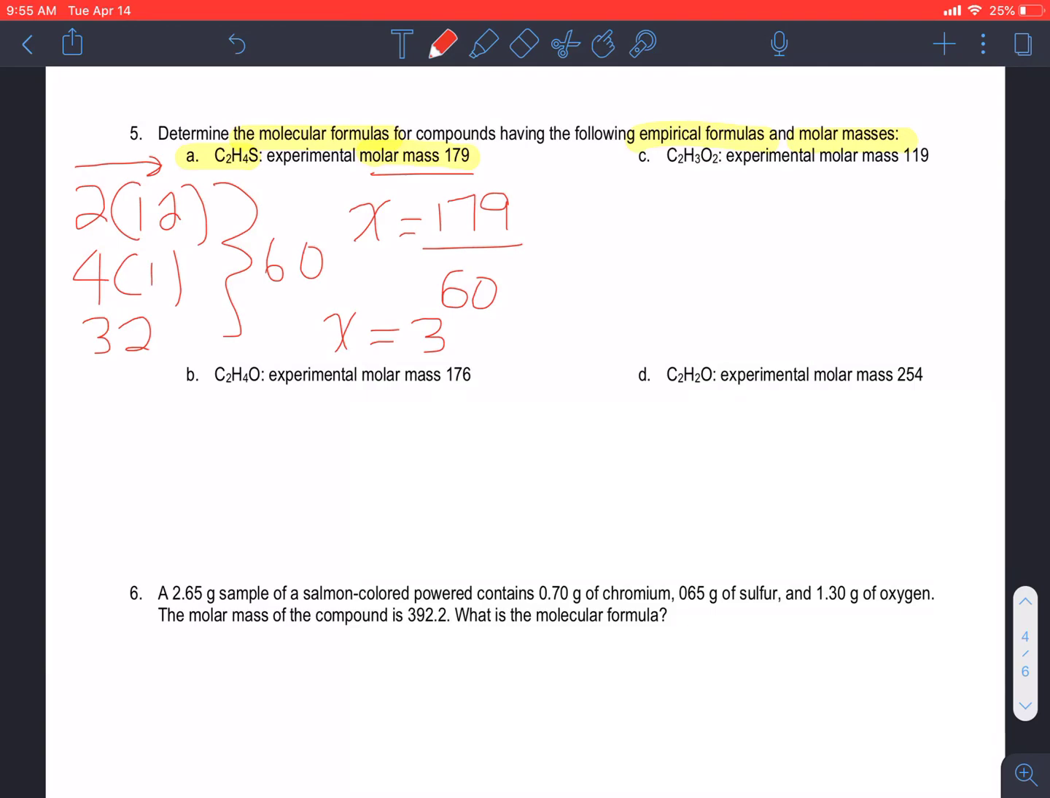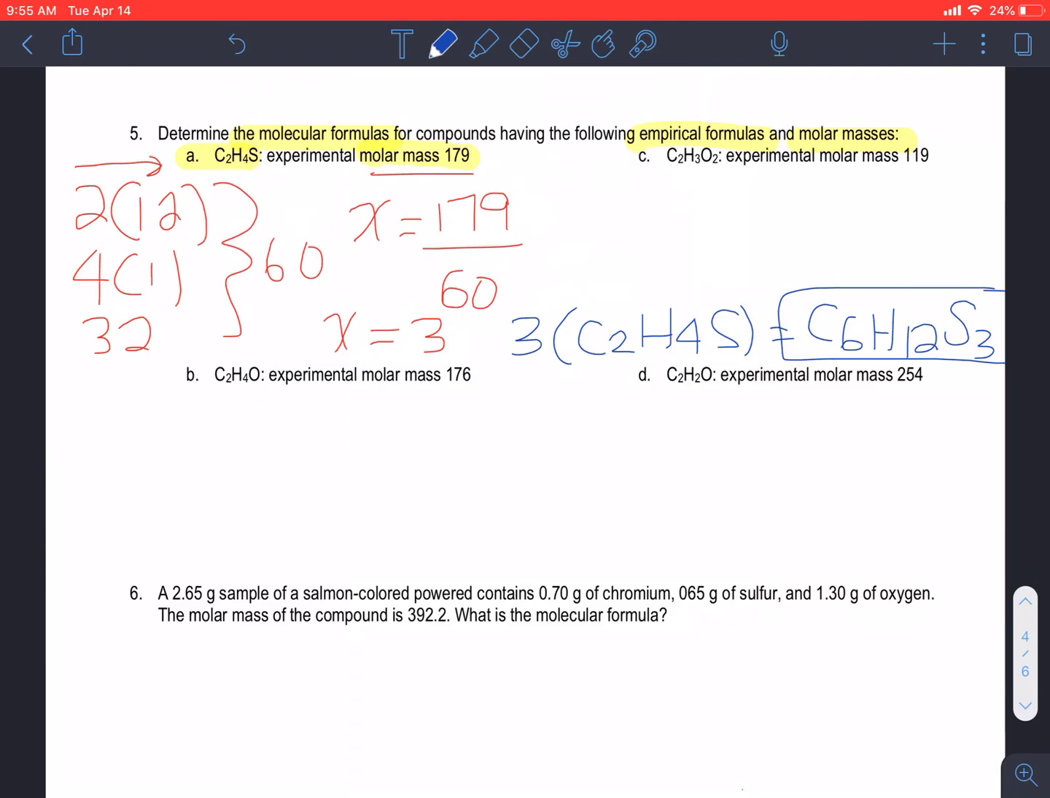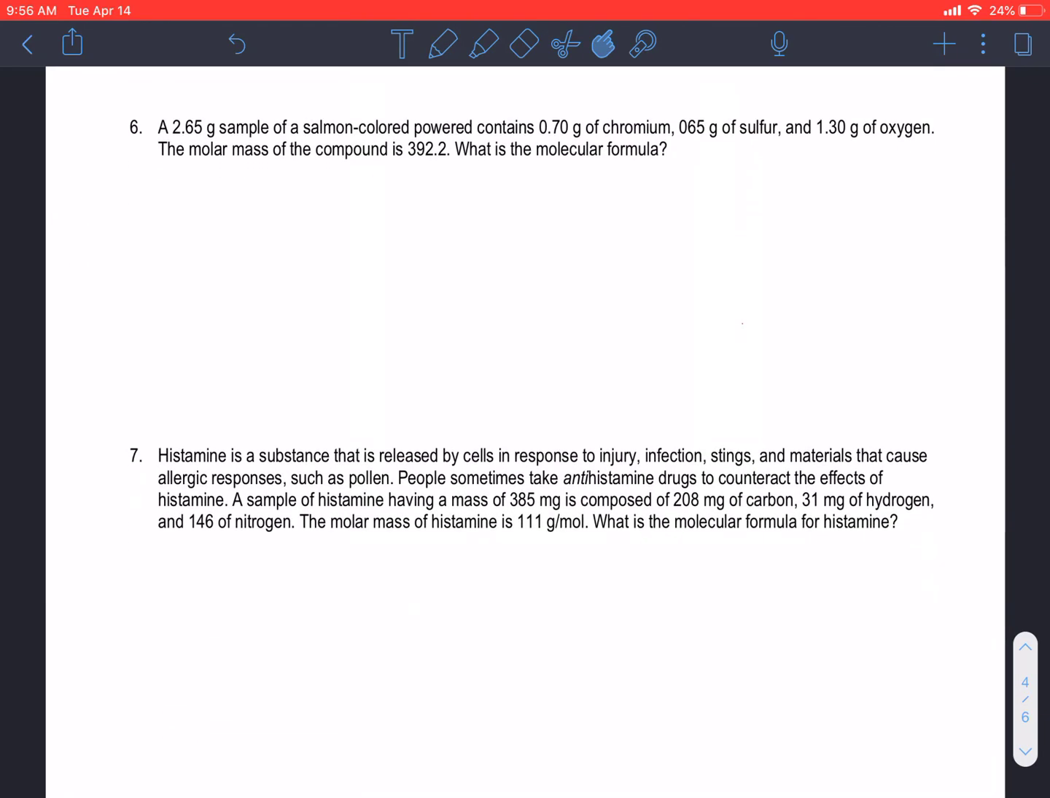And you're going to hear my kids in the background here soon. Once you get your x value, you can take that x value and multiply it against your empirical formula. When you do that, it's going to give you a new formula, C6H12S3, and this would be considered your molecular formula. I write a little big, so I kind of wrote into that extra area. Now, the other parts, B, C, and D, are all done the exact same way, so you should be able to do those pretty easily. 6 and 7 are a little bit longer.